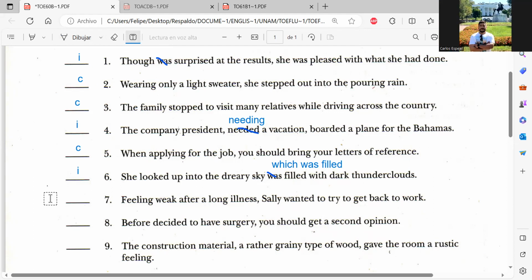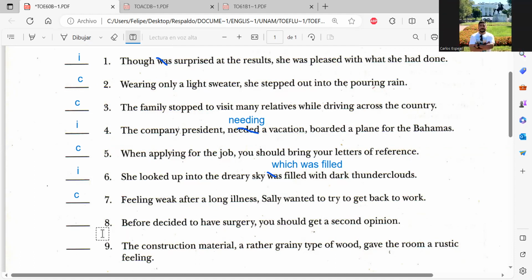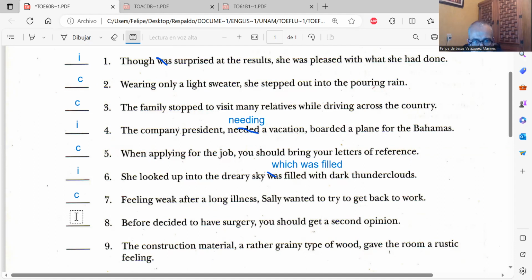Feeling weak after a long illness, Sally wanted to try to get back to work. I don't know why, but it sounds correct to me. But let's analyze. Feeling? Well, who was feeling? Well, Sally, right? So it is correct because if it were different, it would be felt. So feeling weak is okay. I was thinking that if the connector could be after, but no, right? Because we are just fronting it. Sally who was feeling weak or who felt weak. Exactly. Okay, yeah, it is correct. Very good. So, Blanca.